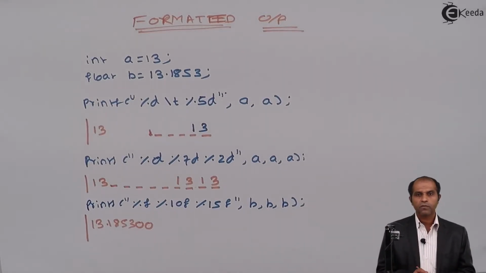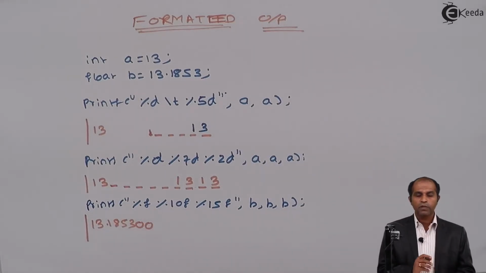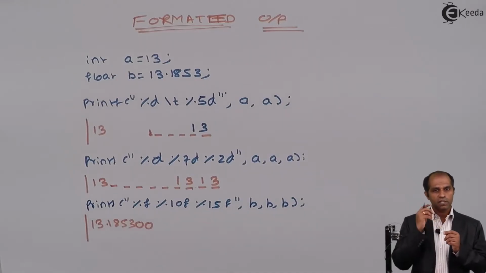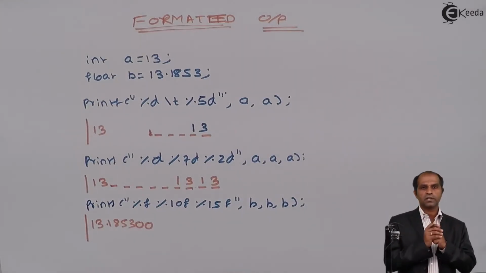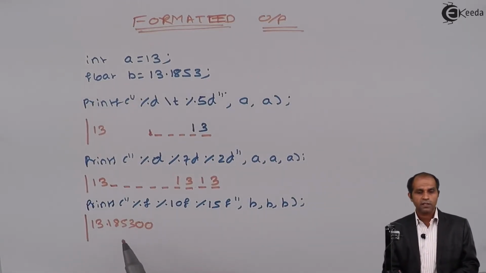%10f of b means that I am to display the entire number within 10 spaces. When I'm displaying the number, should I consider the number which is assigned or should I consider the number with 6 fractional digits? Always consider the number with 6 fractional digits. So how many digits are there in this?